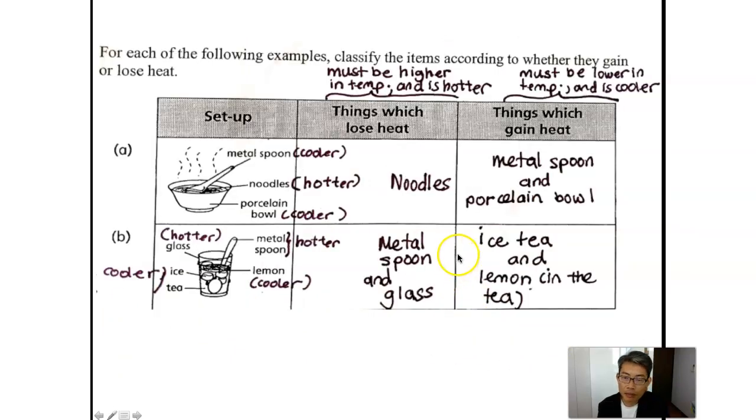So when you look at this, it is clear. The things that are hot will lose heat. Hot things lose heat. Cooler things gain heat.